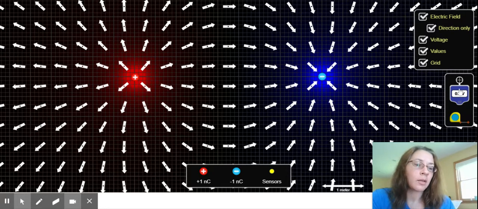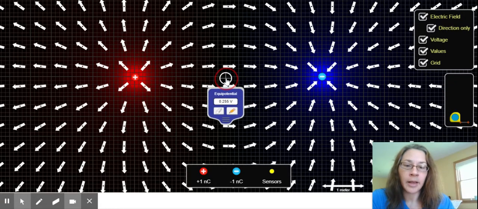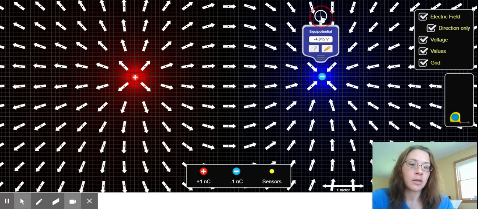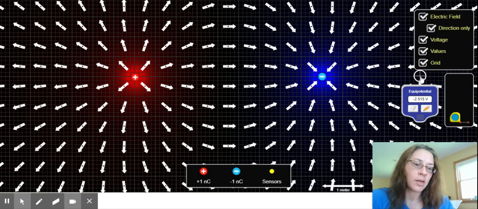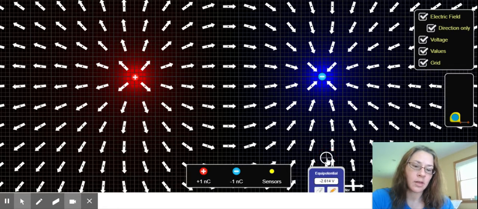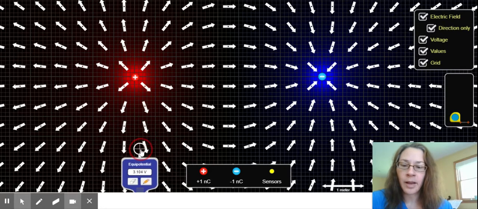Now, let's take our voltmeter again, and we're going to place it right here. 0.255 volts. We're going to place it up here. Negative 4.054 volts, negative 2.515 volts, negative 2.614 volts. What do you notice that's different from previous when I took the voltmeter out when we only had the positive charge?